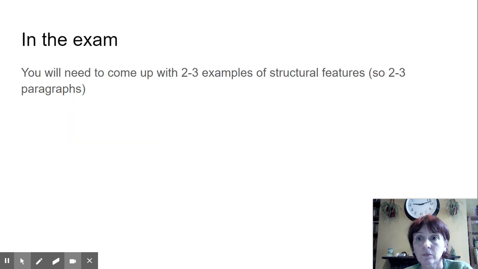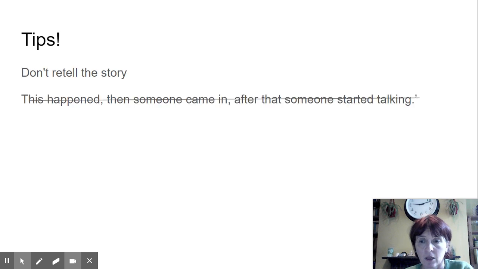It might not. In the exam, as with question 2, you need to come up with 2 to 3 examples of structural features, so 2 to 3 paragraphs. Some tips: don't retell the story. Don't go, this happened, then somebody else came in, and after that someone started talking. You pick out a few structural features and say why they happened.